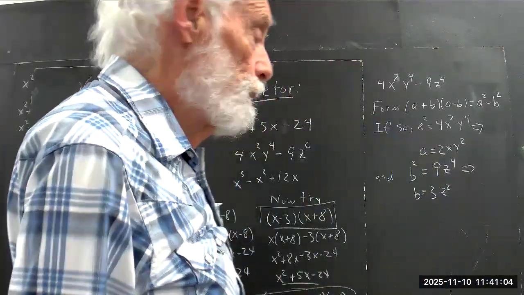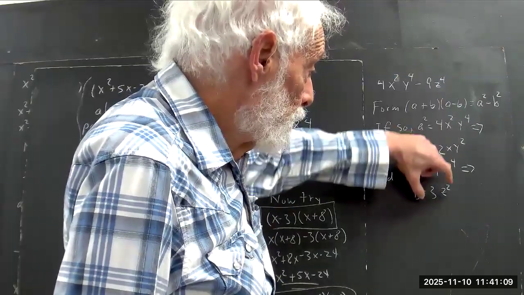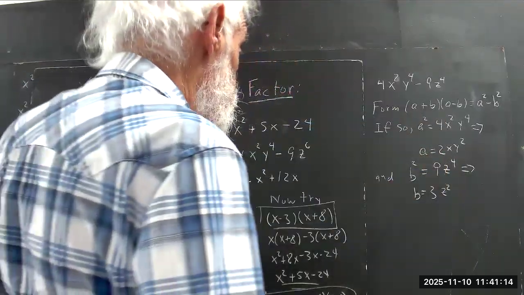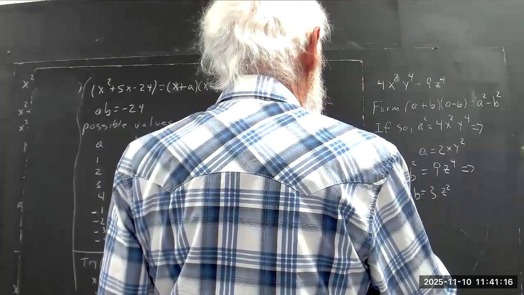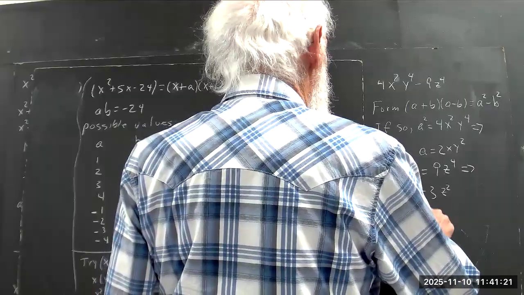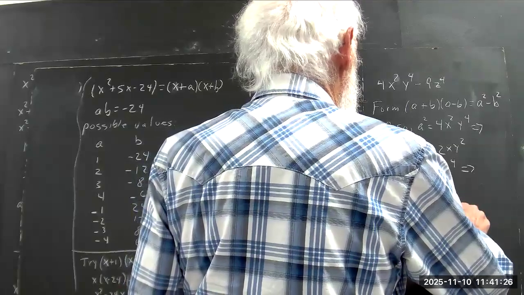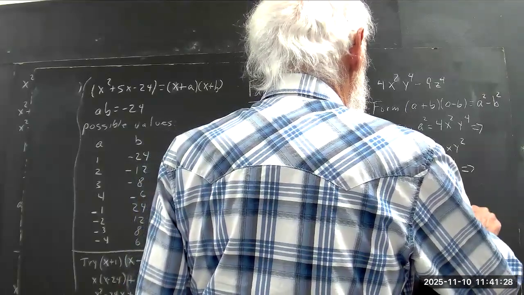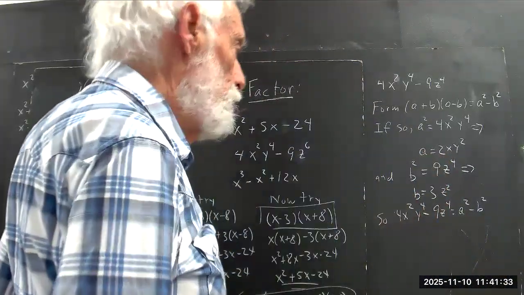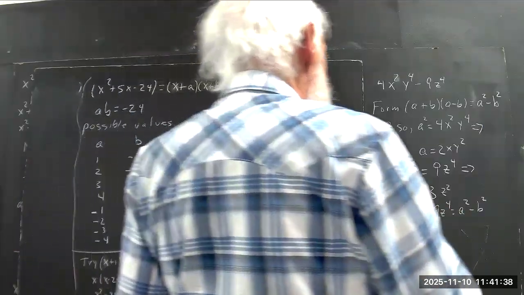Now you can always check. If you square this, you write this with a square on it, it's going to give you this. If you write this with a square on it, it should give you this. In that case, with this value of a and this value of b, this expression equals a squared minus b squared.